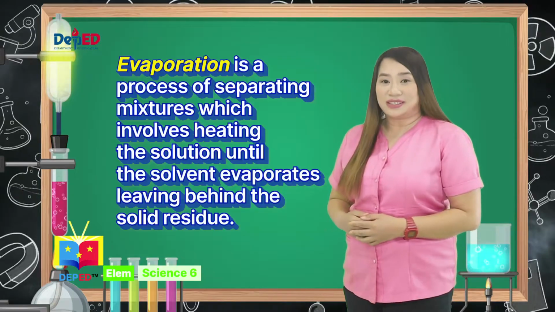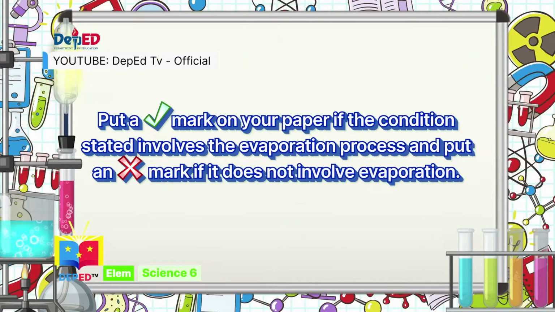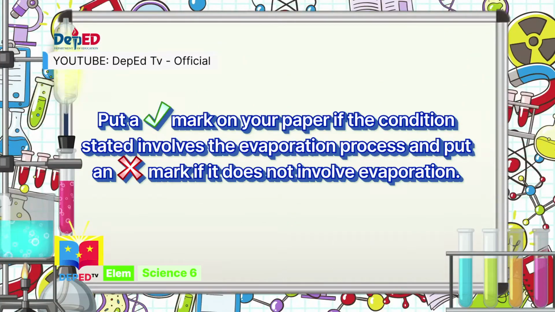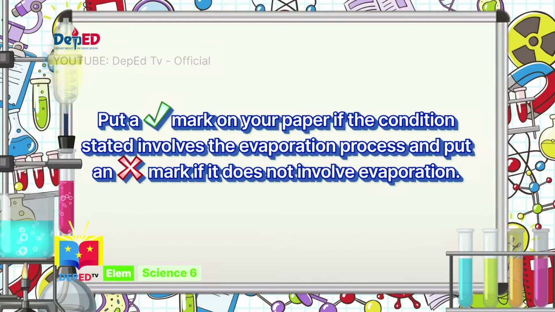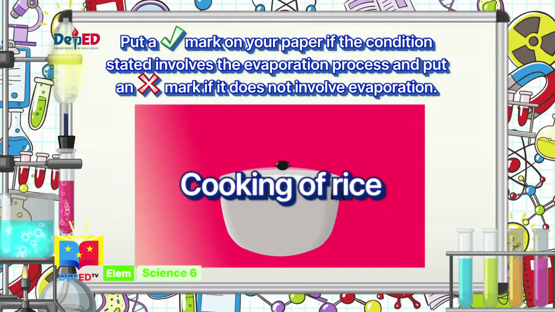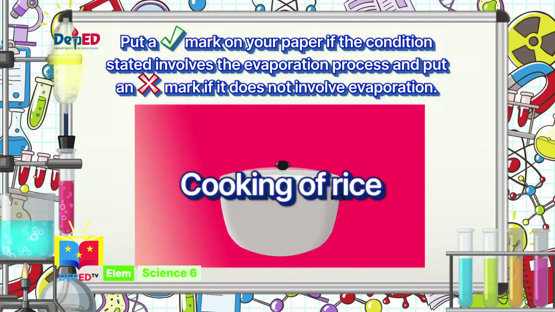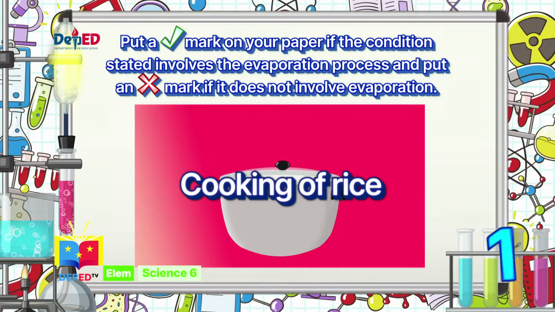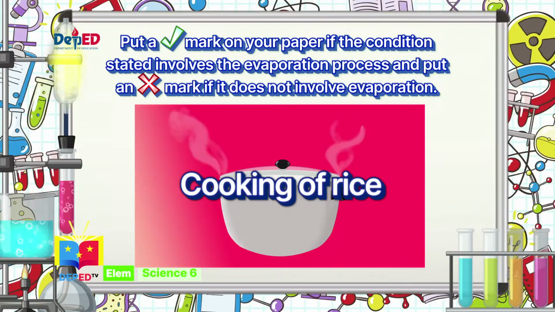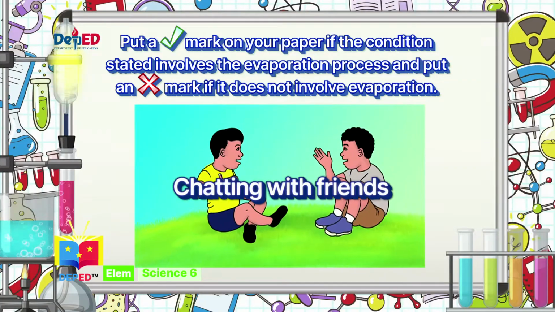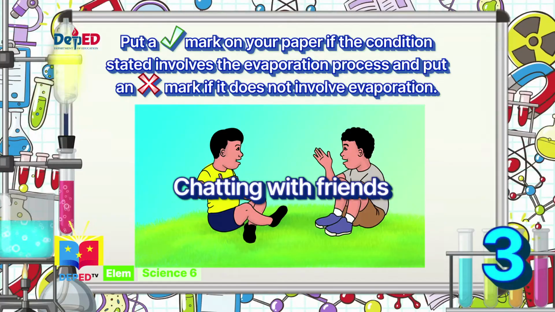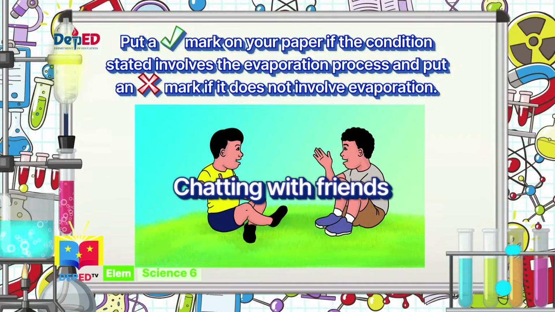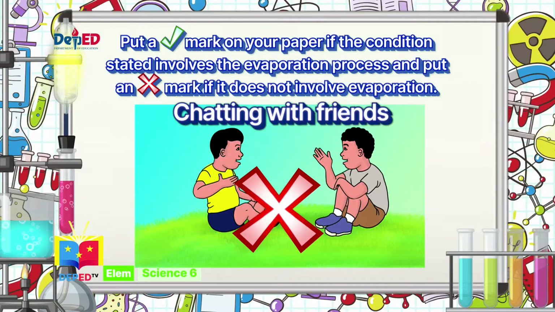behind the solid residue. Put a check mark on your paper if the condition stated involves the evaporation process and put an X mark if it does not involve evaporation. Number 1. Cooking of rice. The correct answer is check. Number 2. Chatting with friends. The correct answer is X.